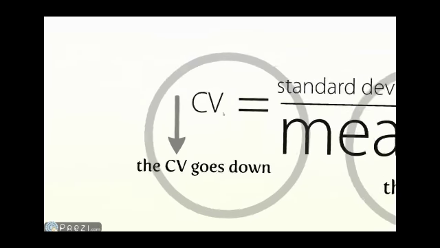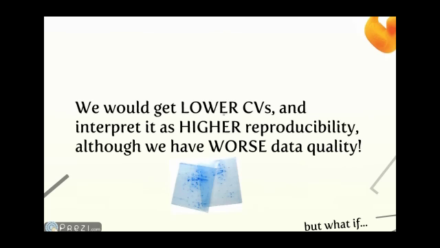And what we thought before was that lower CV values mean high reproducibility. So we would get lower CV values, we would interpret it as higher reproducibility, although we actually have worse data quality. So the conclusion is that you cannot use CV values to assess correctness. Reproducibility is only useful to talk about once you have determined that you have correctness. Because, of course, common sense tells you that errors are also reproducible.